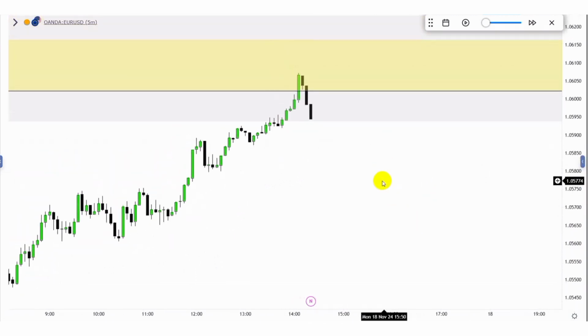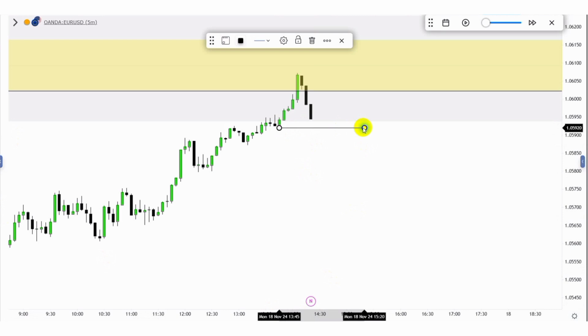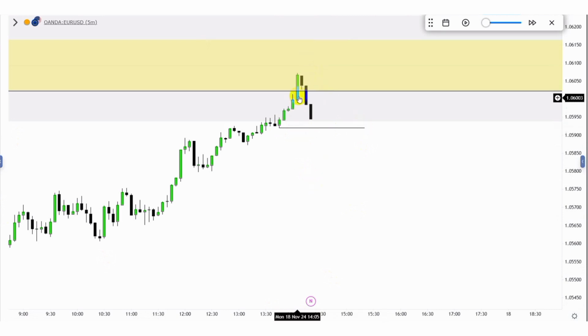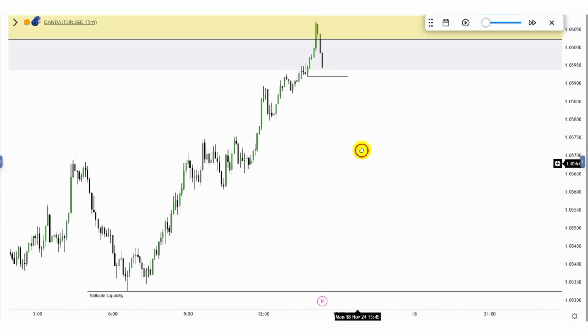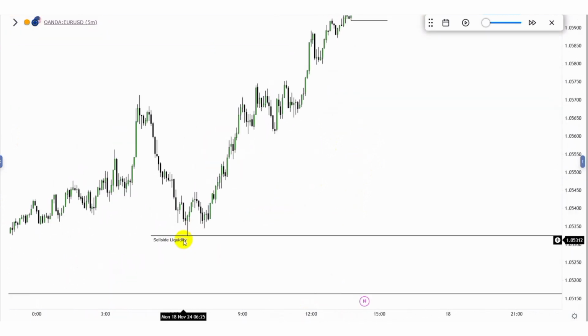Now we can see that price has mitigated the order block and the breaker and mitigated the fair value gap. Now, what we can see is we have these swing low points. So we're looking forward to see how price is going to take out these swing low points. Then we can begin to frame our bearish move of price to the downside, anticipating to see that the market will first take out this sell side liquidity.